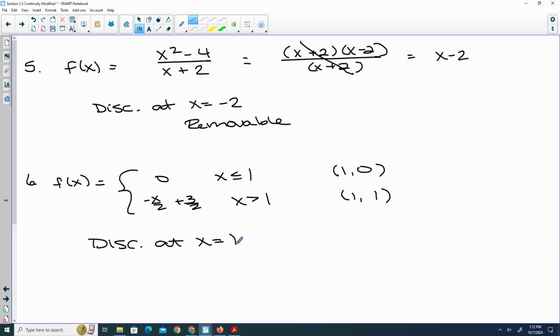at x equals 1. What type? So it's not removable, because it didn't cancel. It's infinite, a jump. It's a jump, because you jump from one piece to the next. We had one piece for everything bigger than 1, one for everything less than 1. So we are jumping.